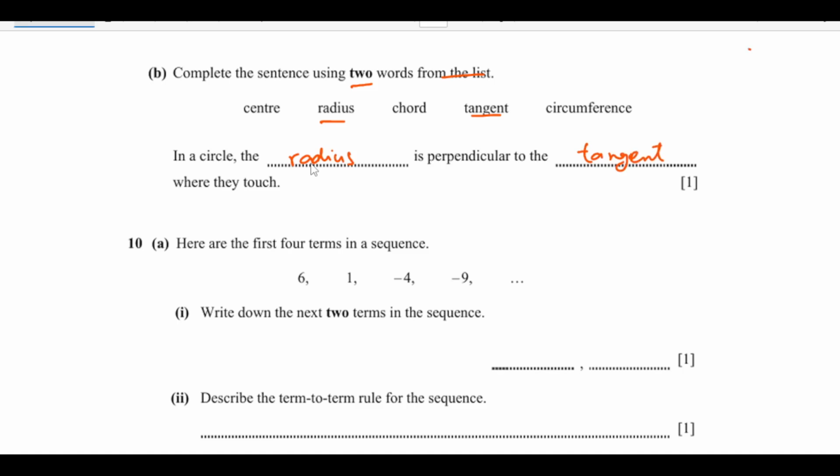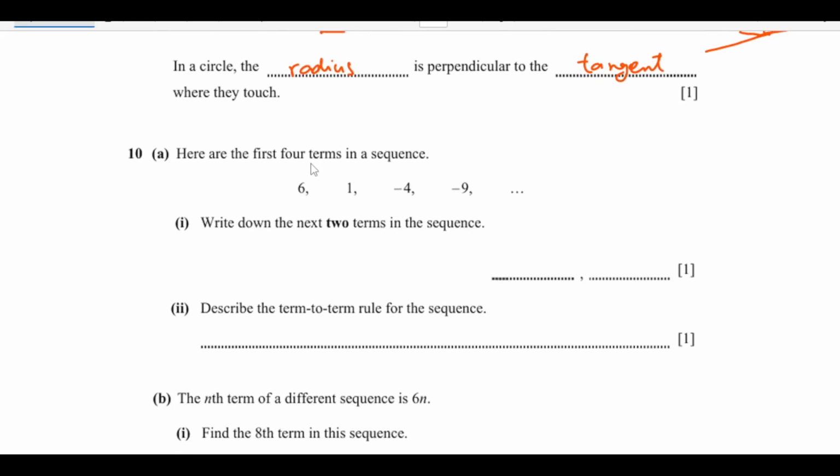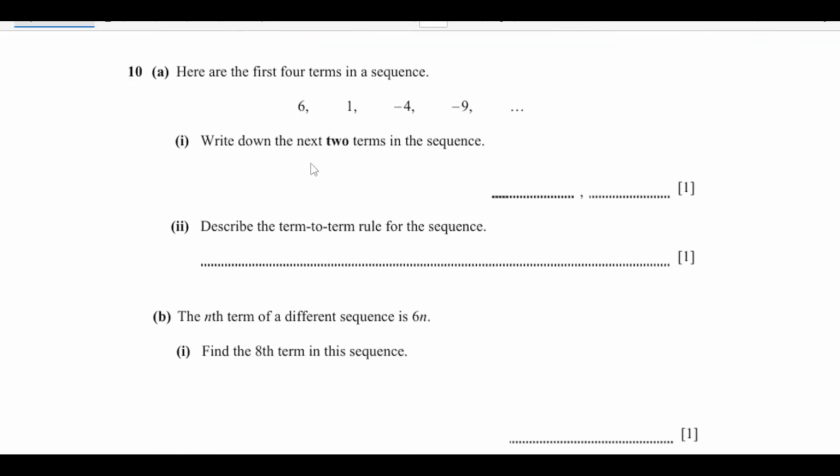As I told you in the previous part, a tangent is a line that touches the circle at one point. Let's say this is the tangent, and if this is the center and this is the radius, the radius is always perpendicular to the tangent at that point. Now the next part: here are the first four terms in the sequence.